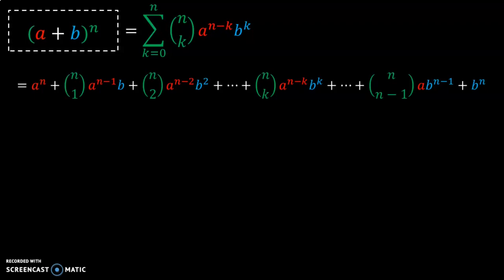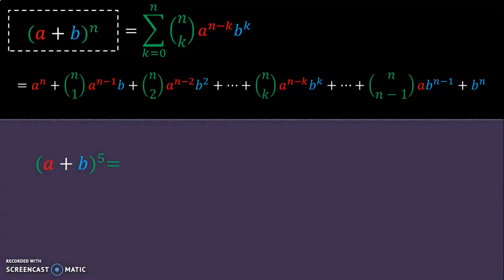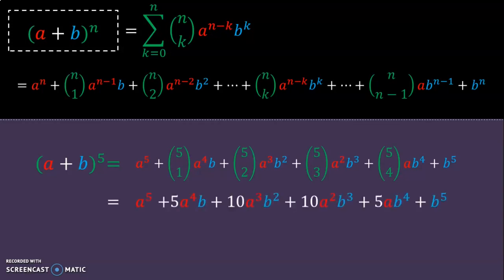But now let's come back and look at some more examples. If we want to calculate the binomial a plus b to the power of 5, then we can use the formula above to calculate it. We just substitute the numbers into the formula and we will get the answer we want. Also, for the binomial coefficients, we can calculate using the formula we introduced just now, or using Pascal's triangle. Both can give the final answer.